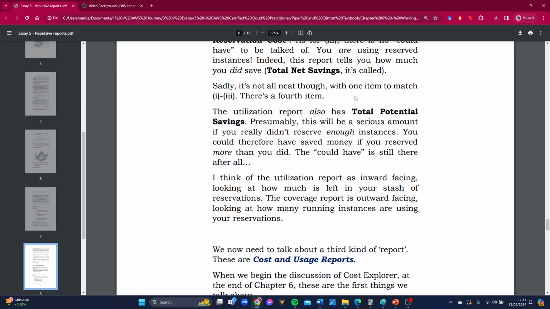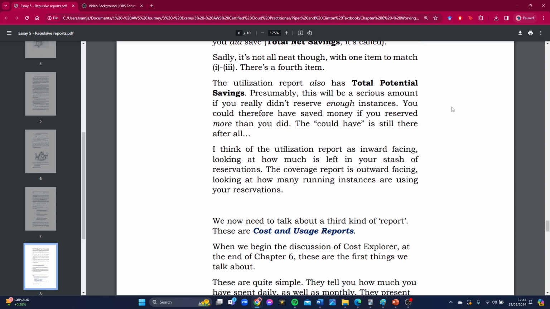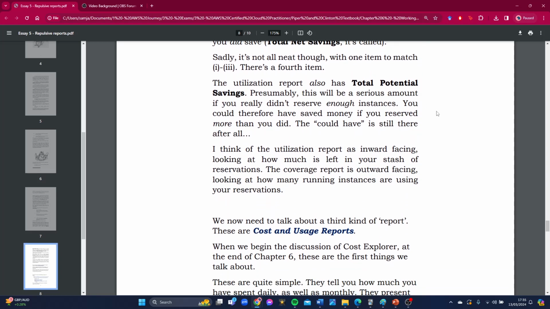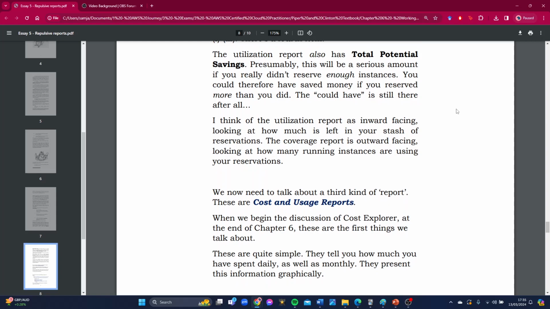Sadly, it's not all neat, with one item to match for 1 to 3. Because there's a fourth item in the utilization report. So it has effective reservation cost that it tells you about. It tells you the total net savings, and then also total potential savings. So we have total net savings and total potential savings, which is in the utilization report.